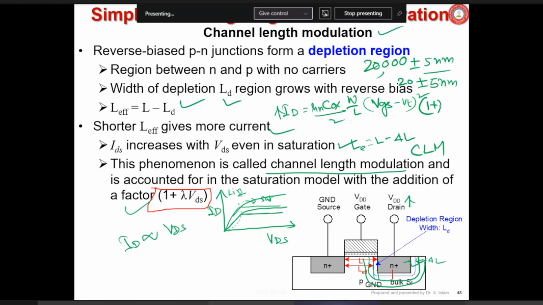Lambda VDS. This one is added. This term is added to capture this behavior of short channel MOSFET. It is also called a secondary effect of the MOSFETs. Various secondary effects are there.